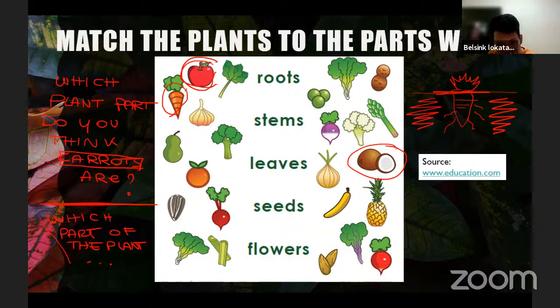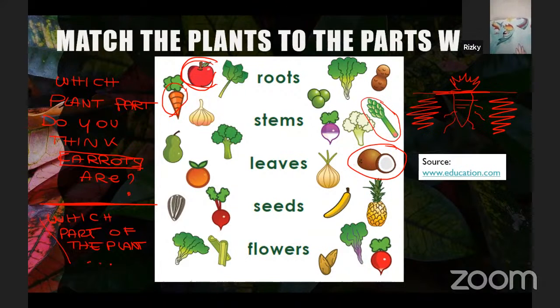Okay. Is that an asparagus? I don't know. I think this one is asparagus. Yes, that one. Rizky, which part of asparagus do we eat? I think it is the leaves. So I think maybe, or maybe I'm not sure. I can't remember. What do you think, Belsing? I don't know. I think it's the flower.